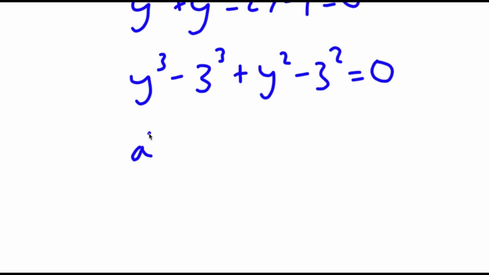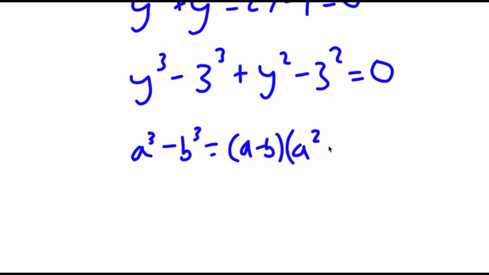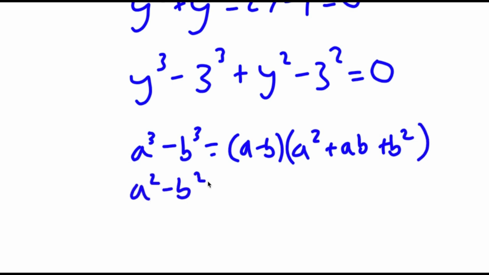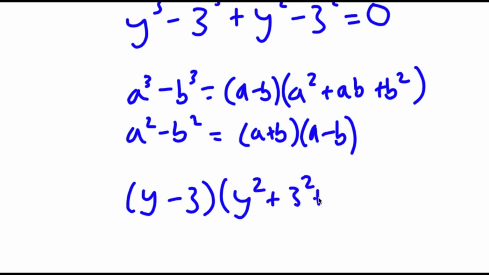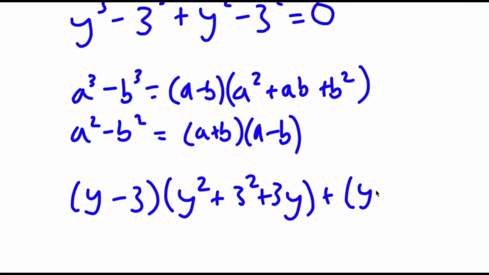So if I have something in the form a to the power of 3 minus b to the power of 3, this is equal to a minus b times a squared plus ab plus b squared. And if I have something in the form a squared minus b squared, this is equal to a plus b times a minus b. So in this case, I can rewrite y to the power of 3 minus 3 to the power of 3 as y minus 3 times y squared plus 3 squared plus 3y, plus I can rewrite y squared minus 3 squared as y plus 3 times y minus 3, and this is equal to 0.